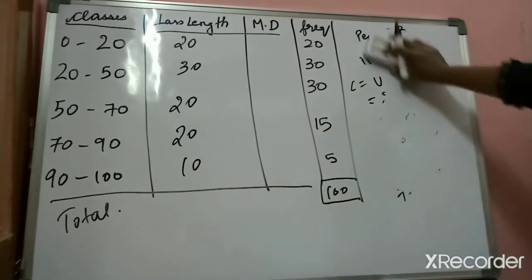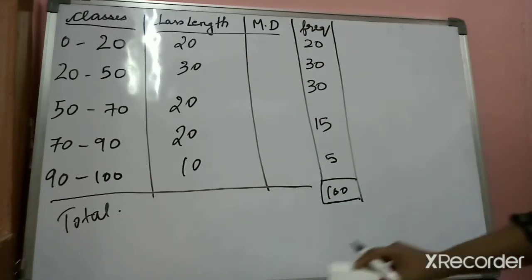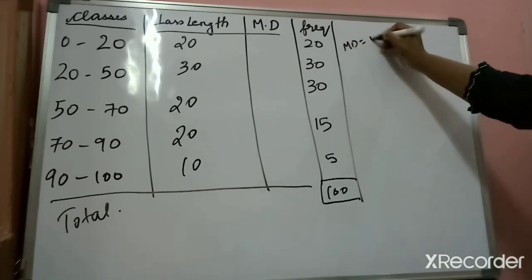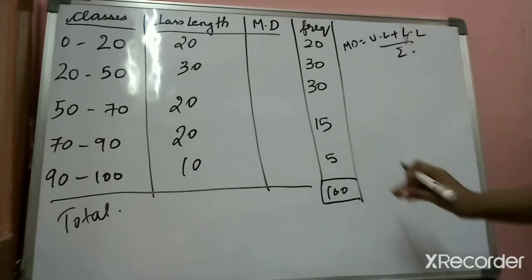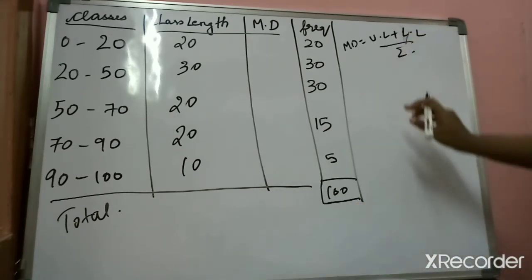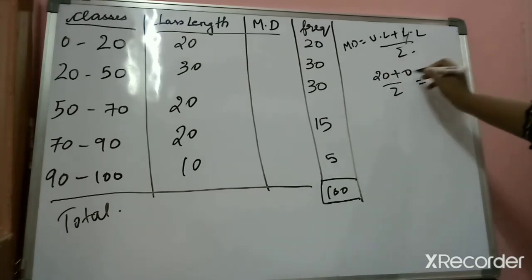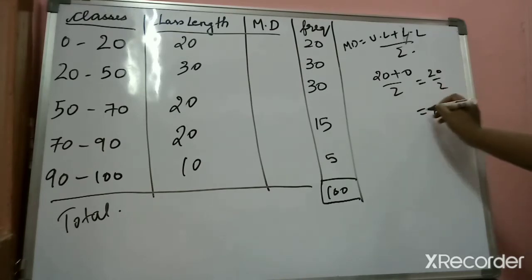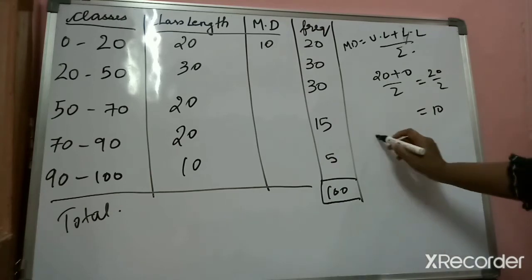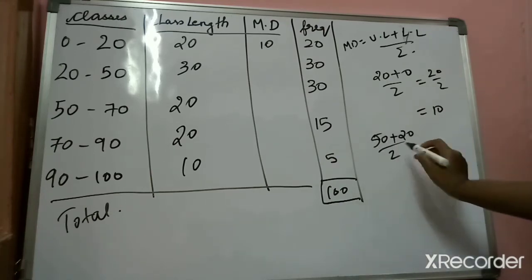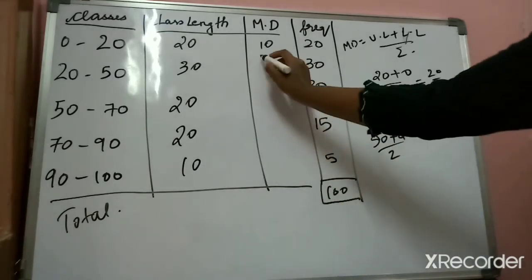Then you have to find out your mid value. So again the mid value formula, what it was, mid value is equal to upper limit plus lower limit divided by 2. So the upper limit of the first class is 20 plus 0 divided by 2, equal to 20 divided by 2 is 10. So mid value is 10. Next again 50 plus 20 divided by 2. So 50 plus 20 is 70, divided by 2 is 35.